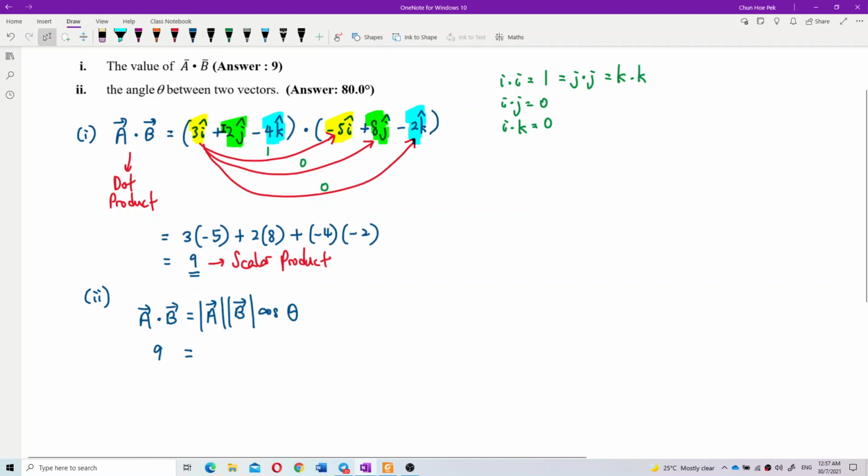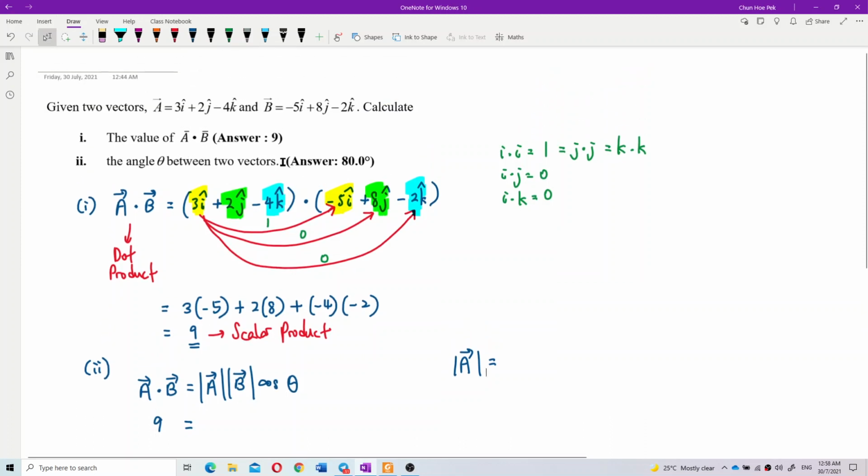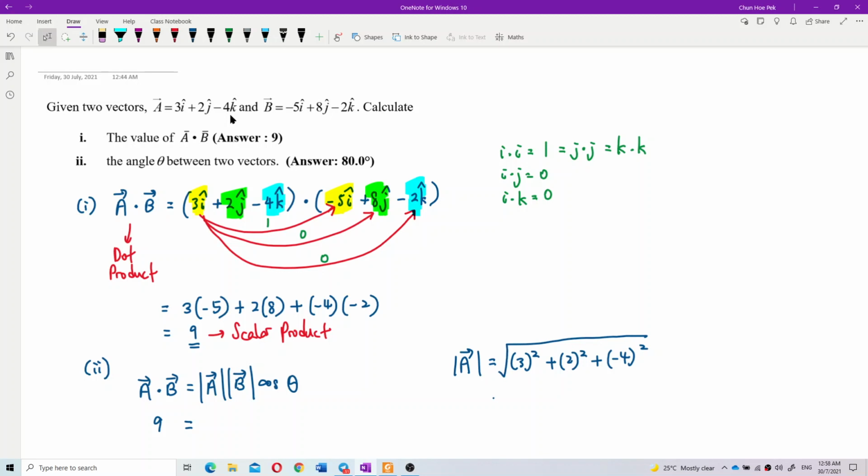Next we need to find the magnitude of A. Let us find out the magnitude of A. The vector A is 3i, 2j, -4k. So for the magnitude, we use the Pythagoras theorem for all three components. The 3 we square, and then the 2 also we square, and then the last thing is the -4 we also square, and then we square root everything. That is the Pythagoras theorem.